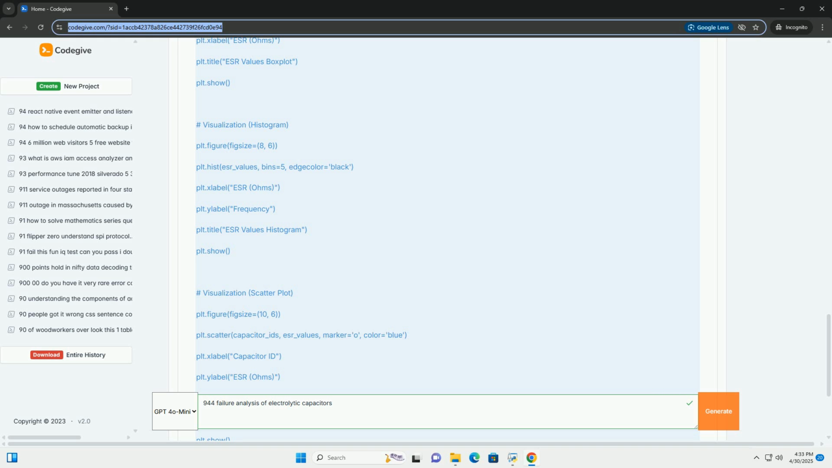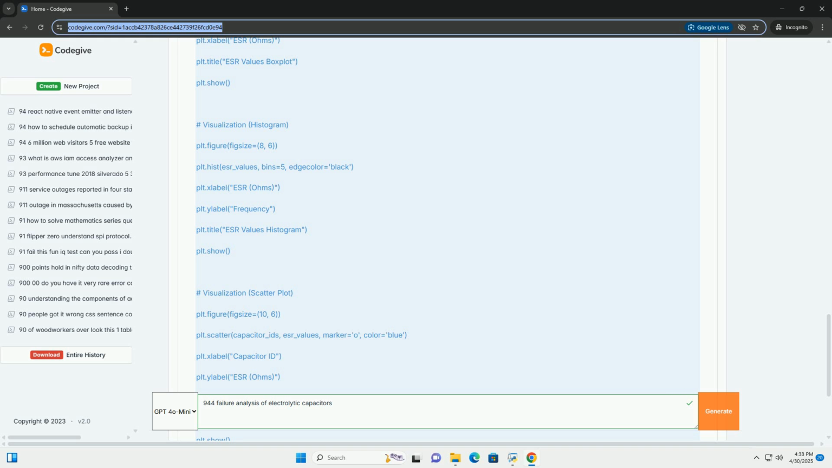3. Reduced capacitance. Description. The capacitance value decreases below its specified tolerance. Cause. Drying out of the electrolyte, degradation of the dielectric layer. Symptoms. Similar to electrolyte loss, reduced filtering effectiveness, voltage instability, and potentially circuit malfunction. Impact. Reduced capacitance will affect the capacitor's ability to store charge and filter noise effectively.